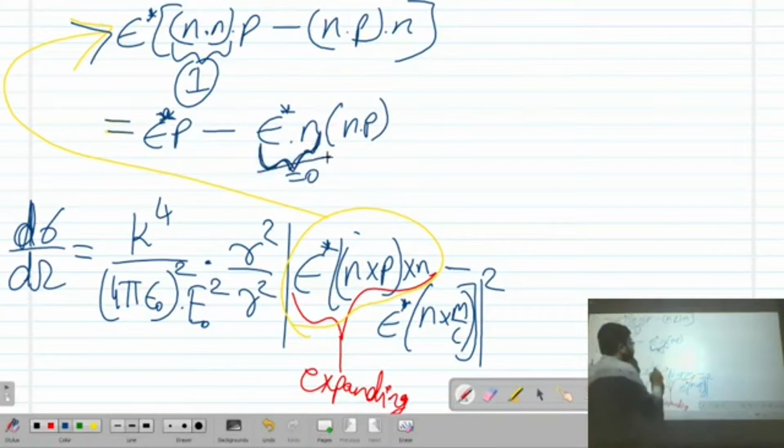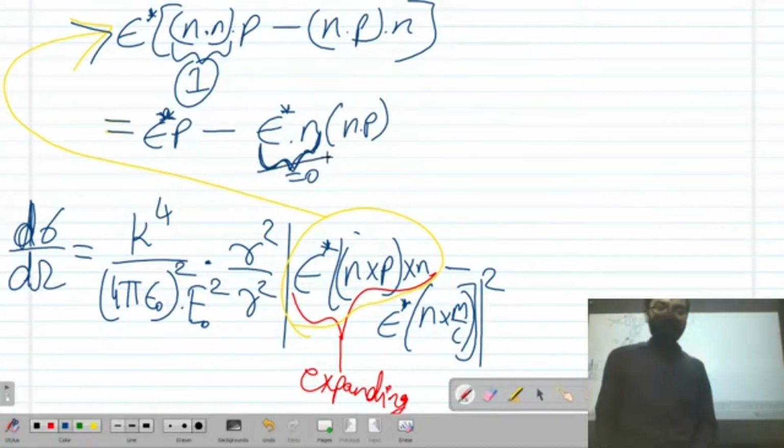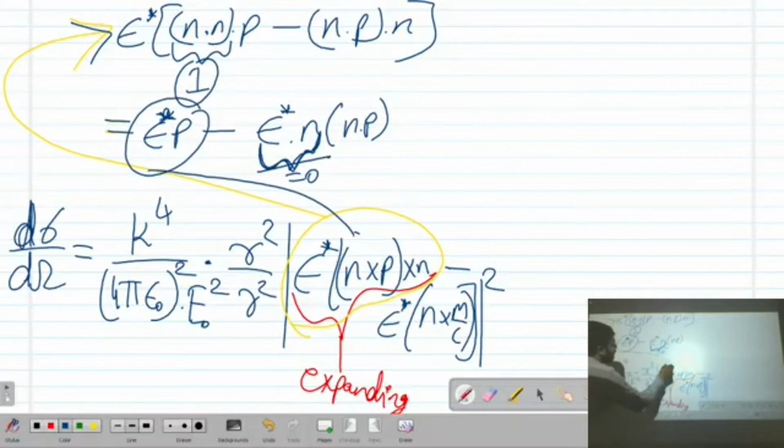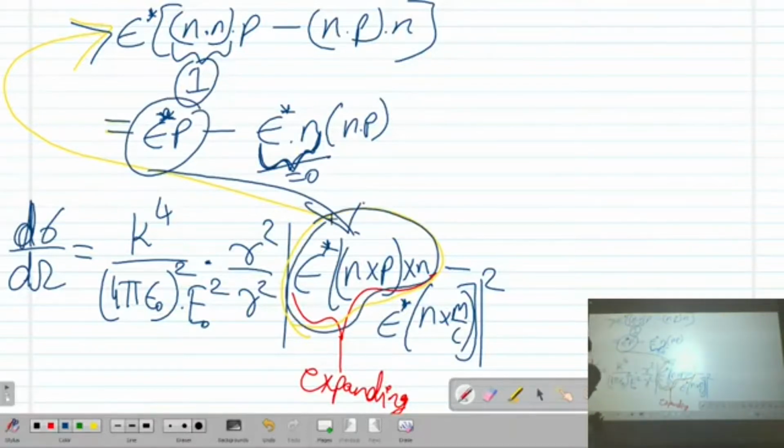This part will become 0 because psi is nothing but the polarization vector and n is nothing but the unit vector. So both are orthogonal to each other, and that will be 0. And at last, substituting this value over here, in this whole circle, we will get, remember, this r square will get cancelled.